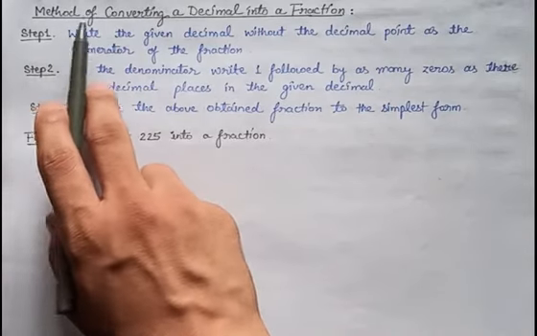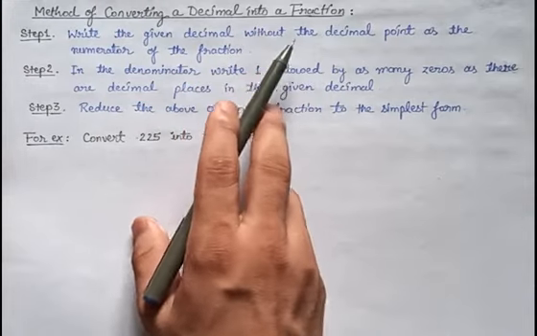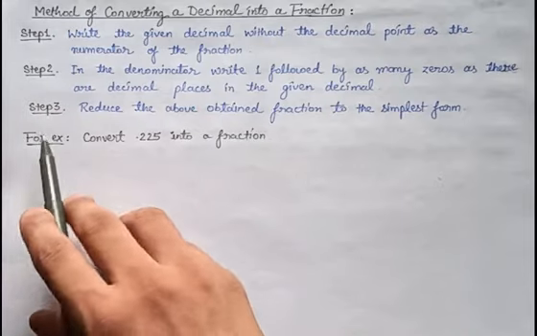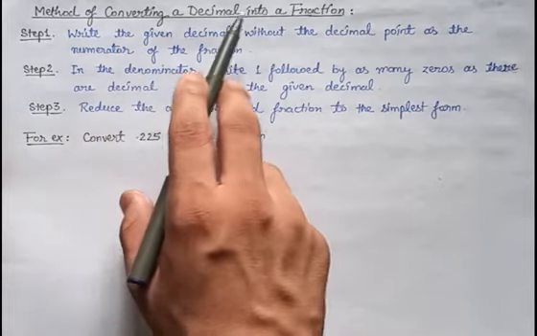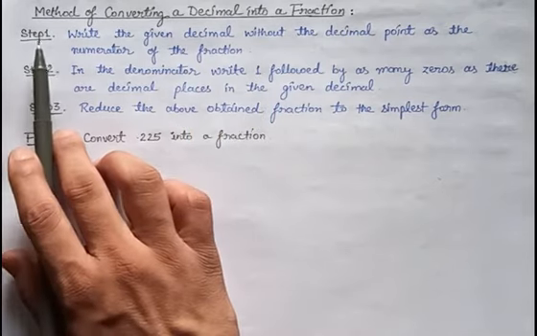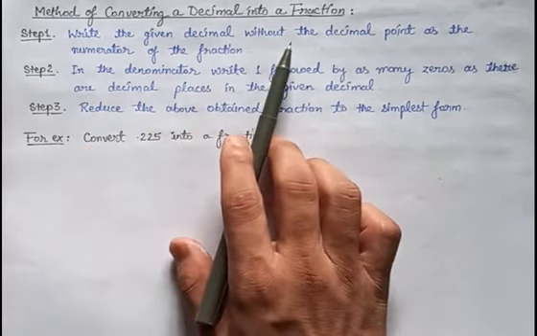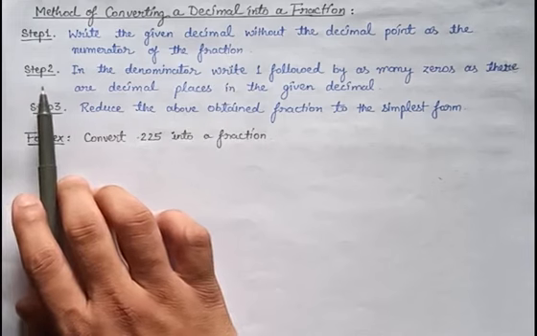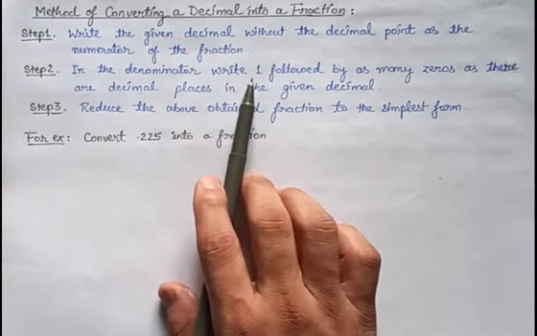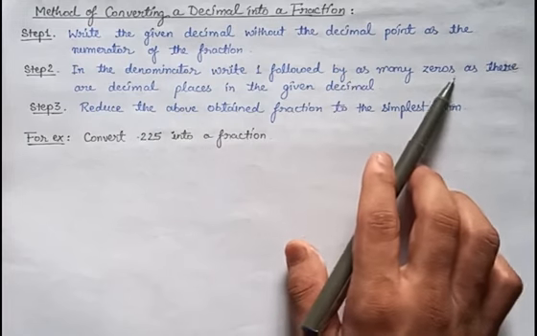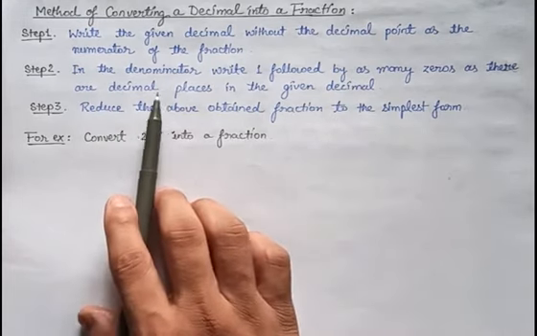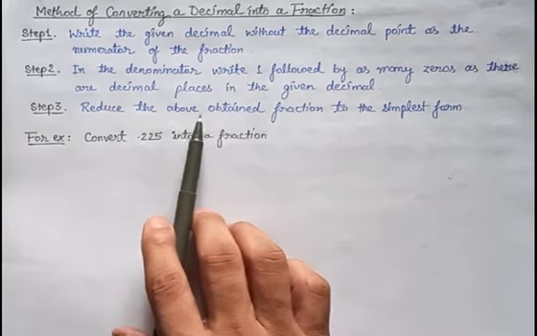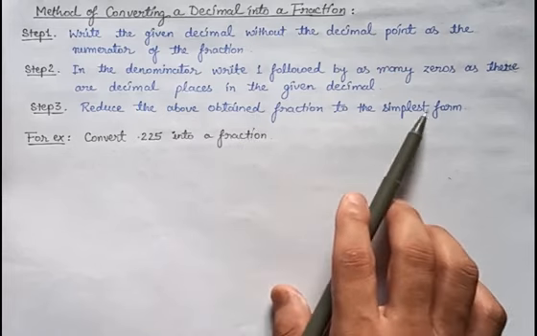Now students, we will see the method of converting a decimal into a fraction. How will we convert a decimal into a fraction? There are several steps which one must follow in order to convert a decimal into a fraction. So let us see. Step 1: write the given decimal without the decimal point as the numerator of the fraction. Step 2: in the denominator, write 1 followed by as many zeros as there are decimal places in the given decimal. And step 3 is reduce the above obtained fraction to the simplest form.